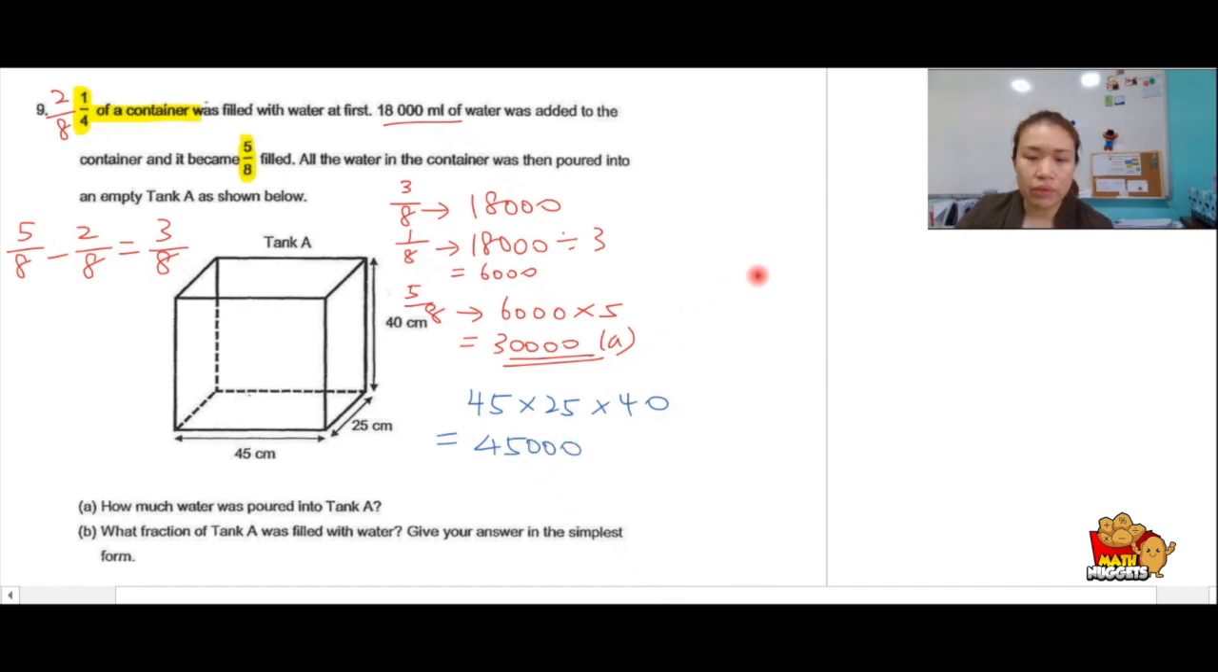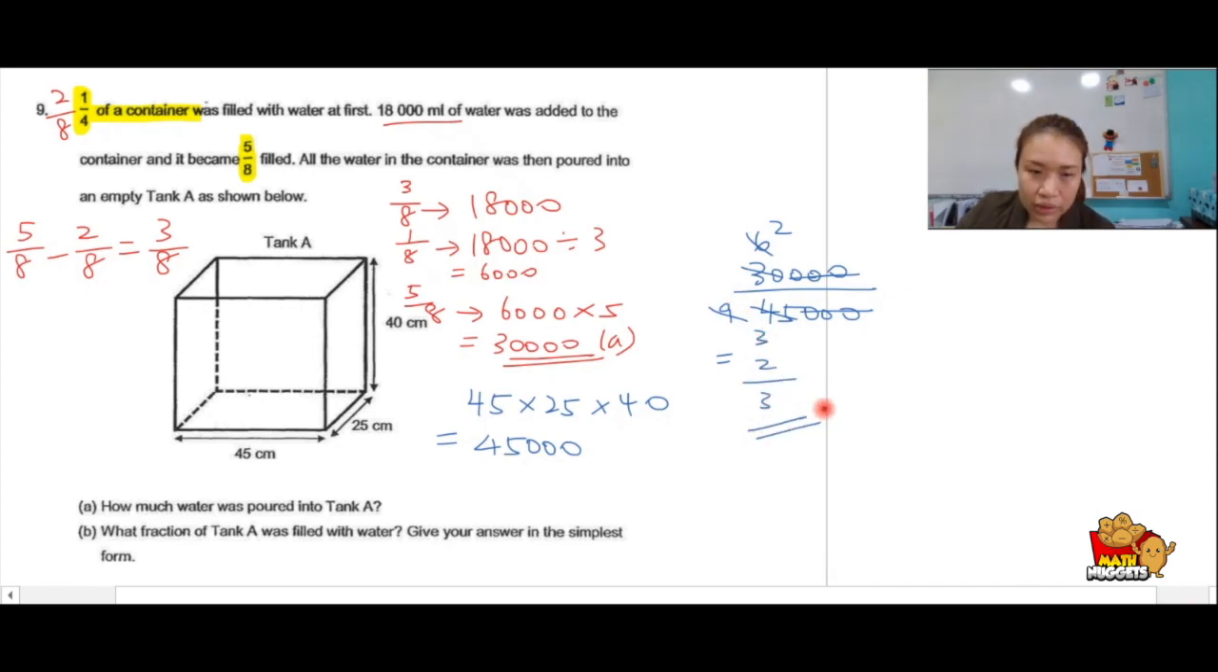So what fraction of tank A was filled with water? 30,000 out of 45,000. So 30 out of 45, we can divide by 5. And we can divide by 3. So if you simplify, it's 2/3. That's the answer for part B.